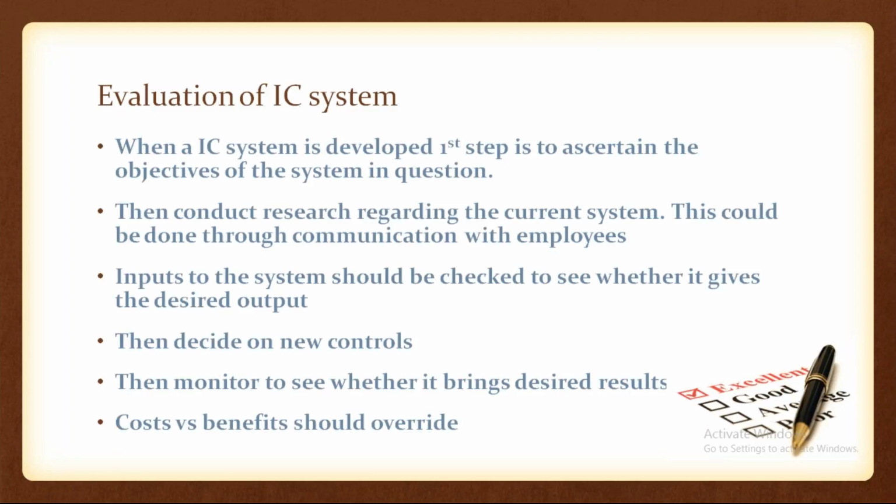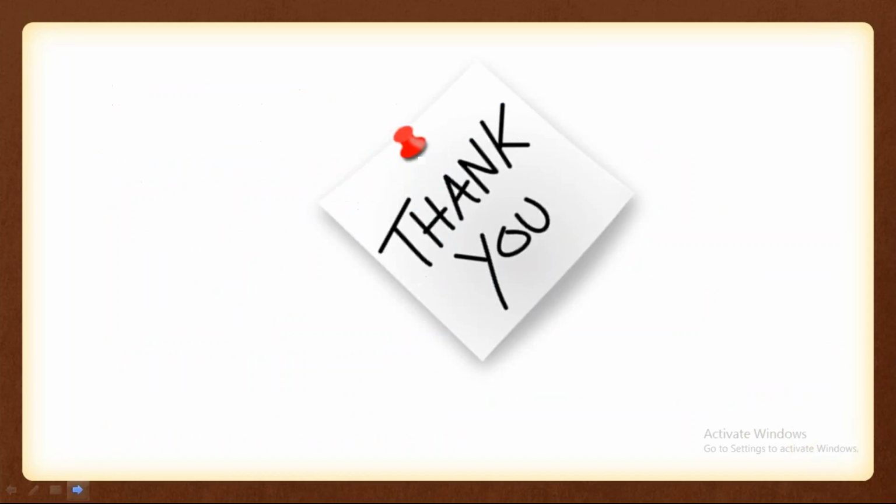So first of all, you must see the internal control system, look at the current system and see whether it is providing the required control. If not, decide on a new control system. And whenever we introduce a control system, we must look at cost versus benefit all the time.